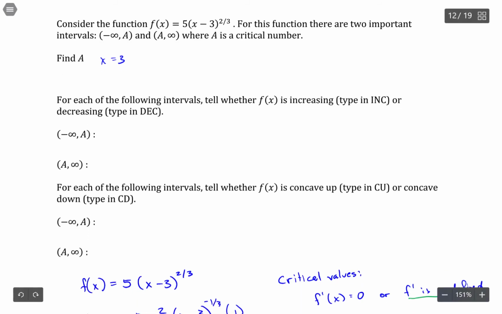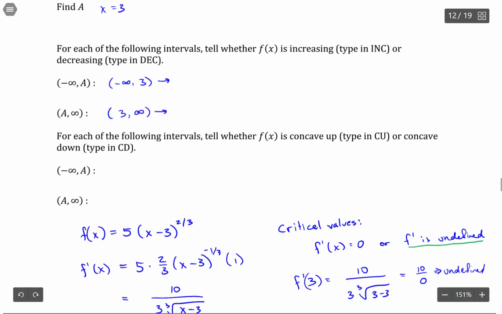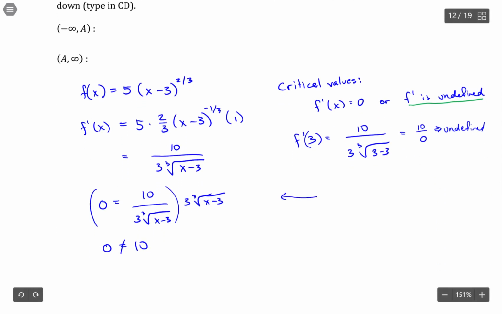Now, for each of the following intervals, tell whether f of x is increasing or decreasing. So we're saying on the interval from negative infinity to 3, and then from 3 to positive infinity. We want to know, is the function increasing or decreasing on these intervals? To determine that, we start a number line and choose some test values around 3. So 0 is a great one, 4 is probably okay too. And we plug these numbers into the first derivative and see if we're positive or negative there.